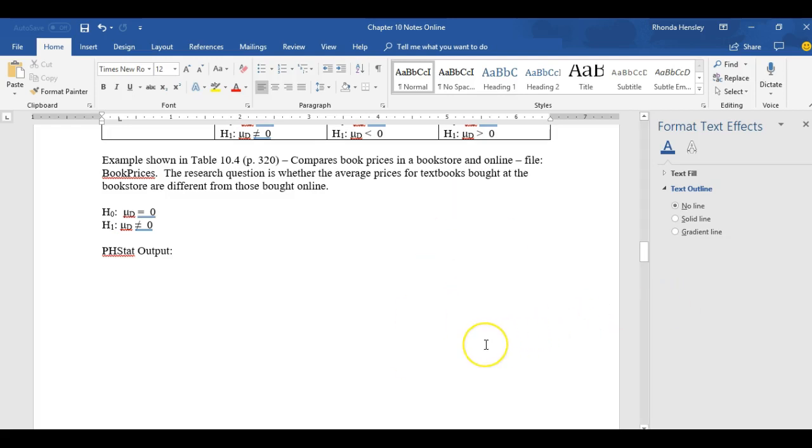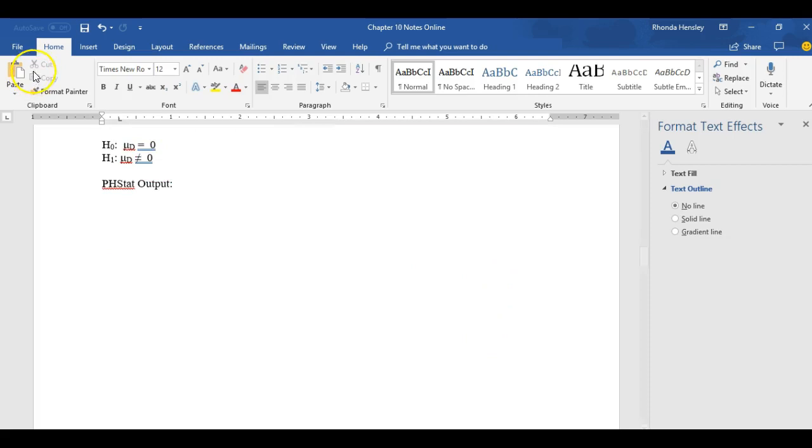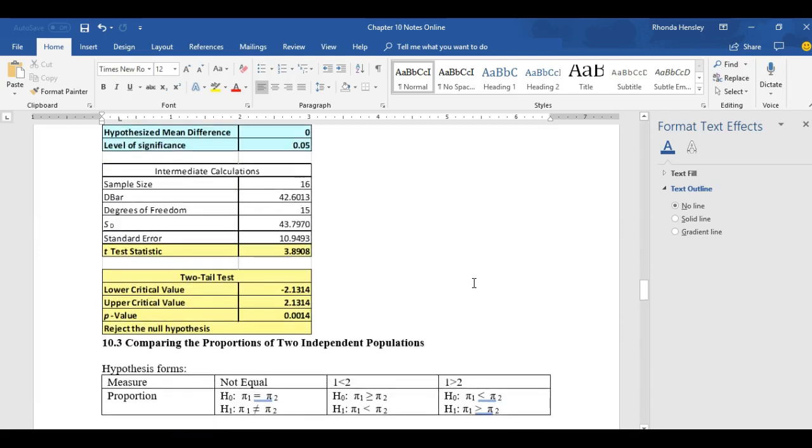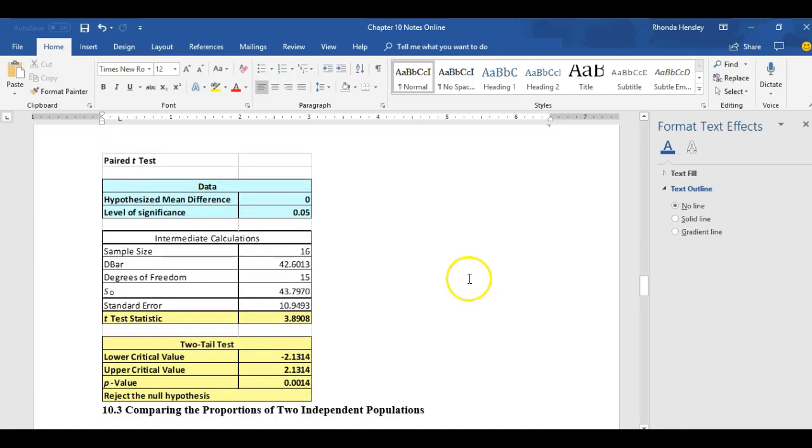textbooks, and these textbooks can either be bought at the bookstore or bought online. The observations are the actual names of the books, and then we check this difference, and we just want to know, are the prices different? So mu sub d equals versus not equals is a two-tailed test. So in my paired t-test, when I get my result back, I have something that looks like this output.